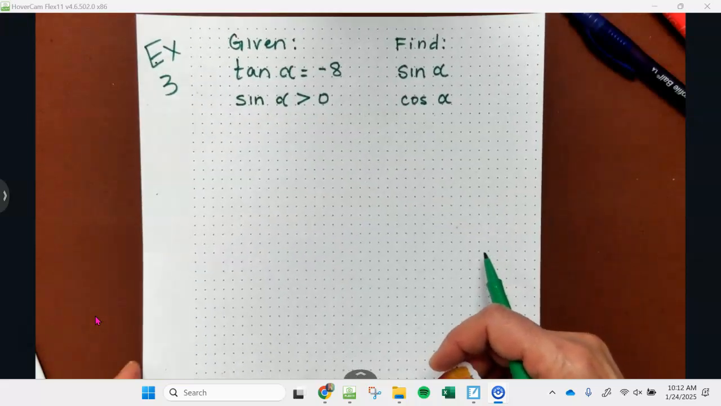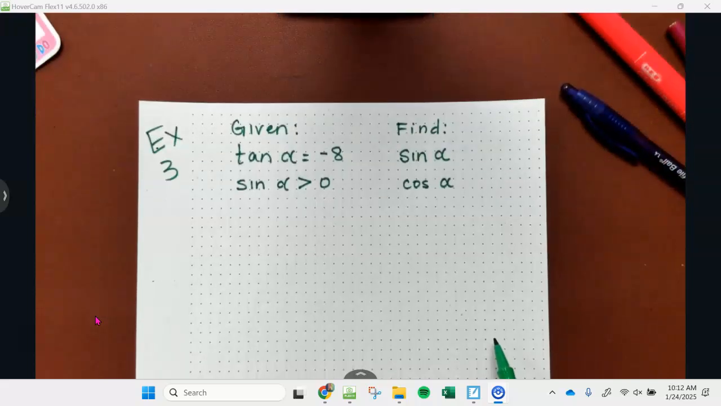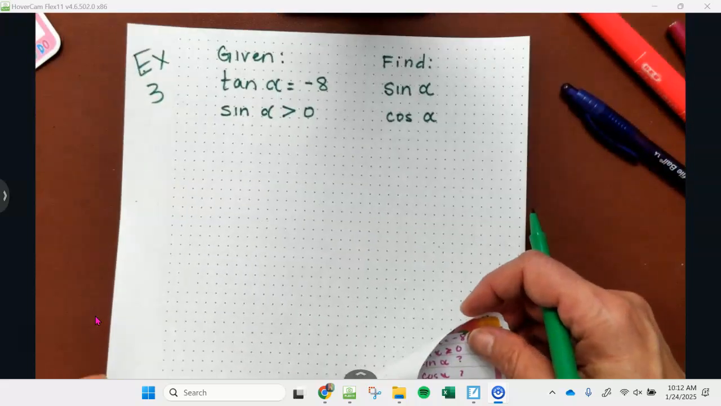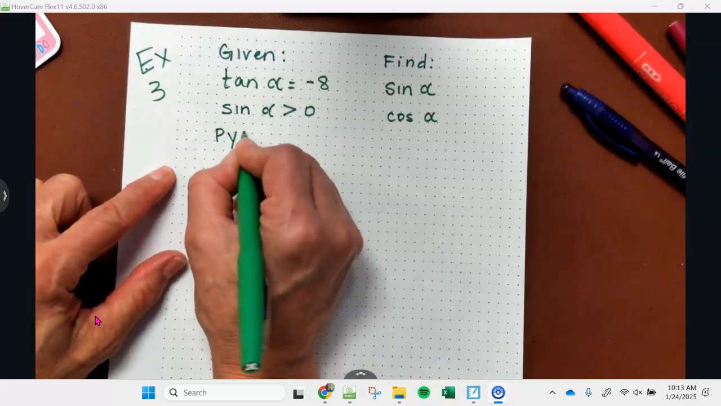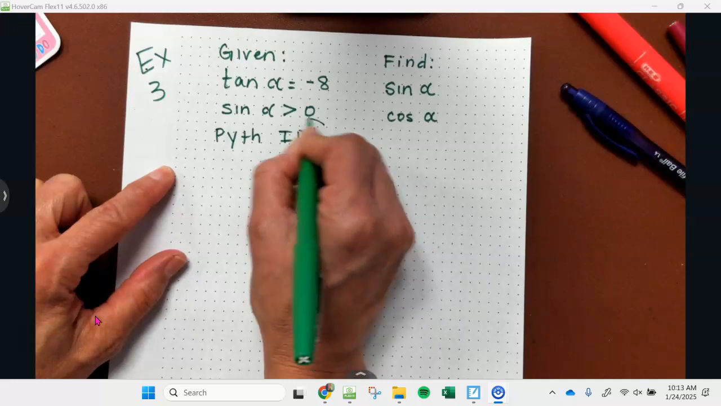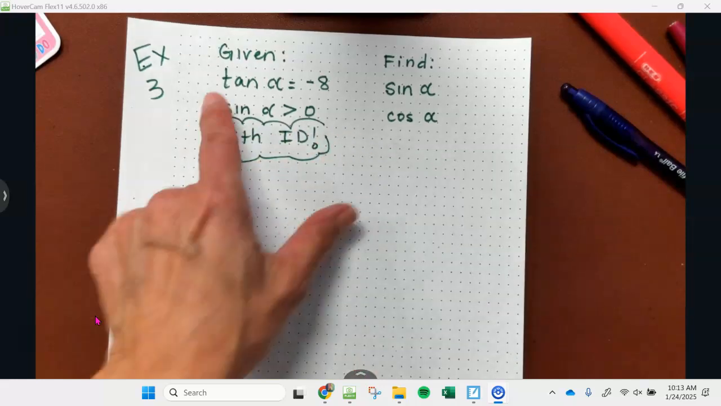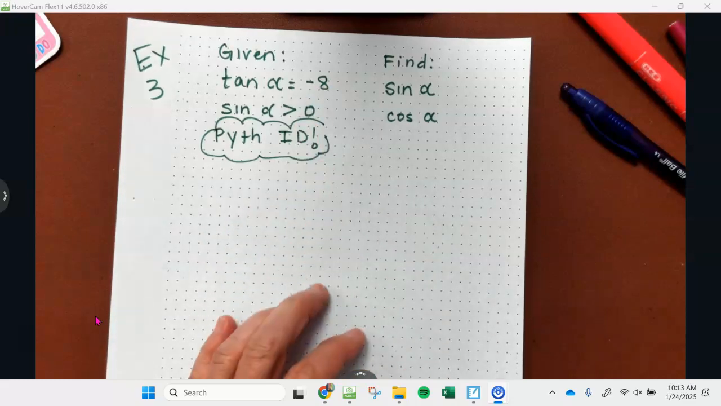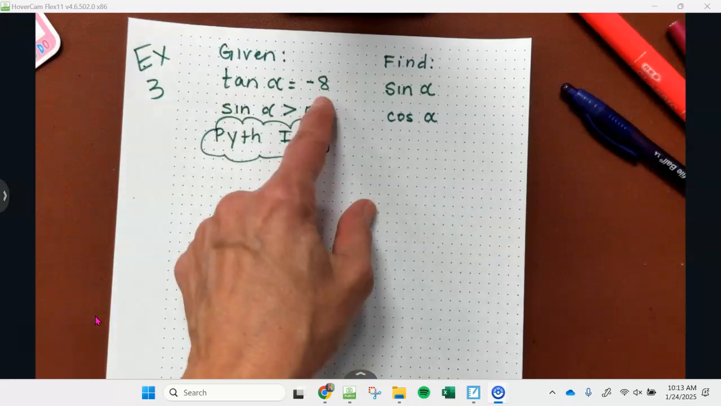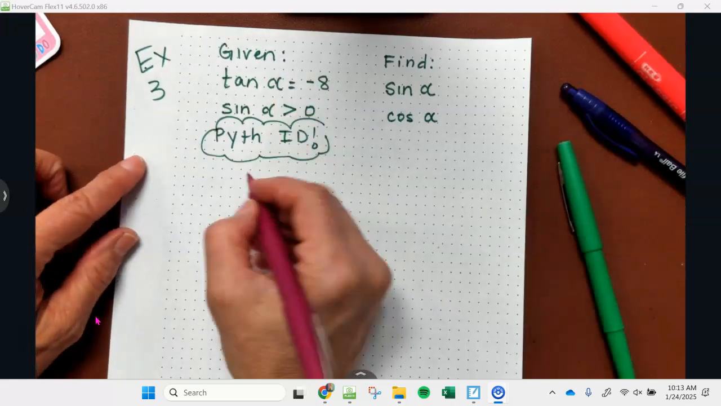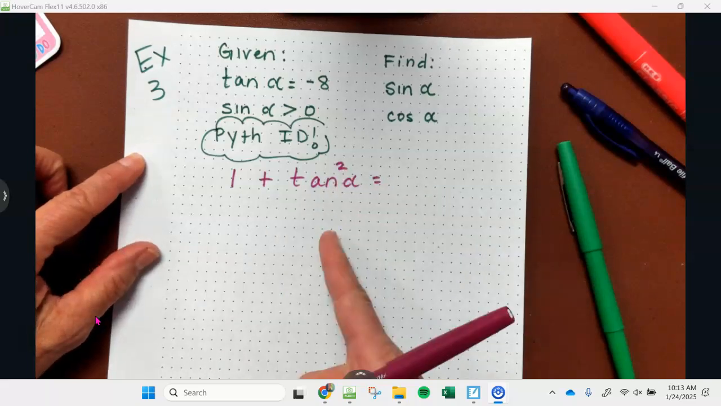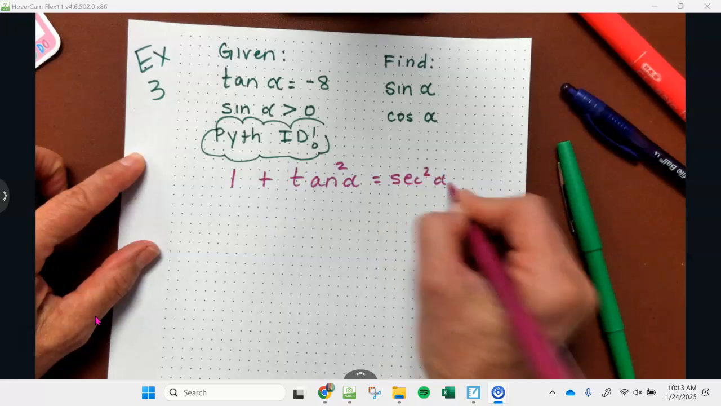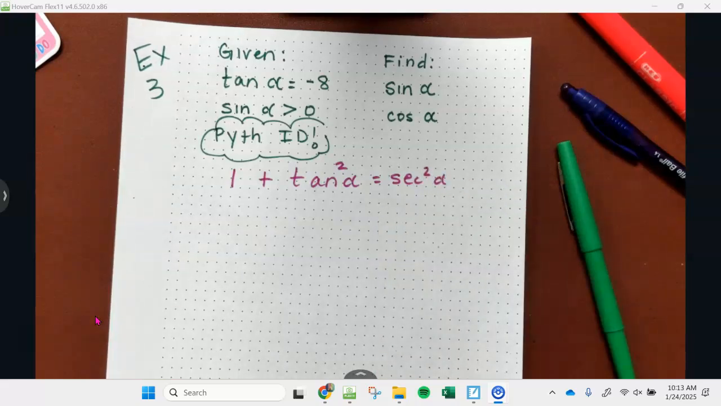Okay, let me just reposition this a little bit. All right, so again, if you look at the given info, I have 2 pieces of info, but I only have 1 known. So this is definitely a Pythagorean identity question. And you have to use the one that has the given info in it. So I can't use the top one, sine squared plus cosine squared, because I'm given tangent. So I'm going to use the one that has tangent in it. And remember, that's going to equal secant squared. We're just going to plug in and solve, guys.